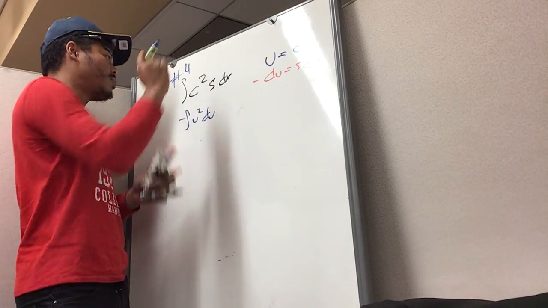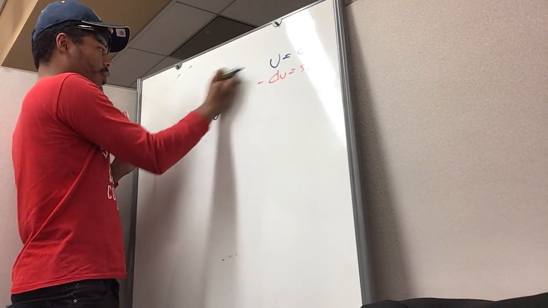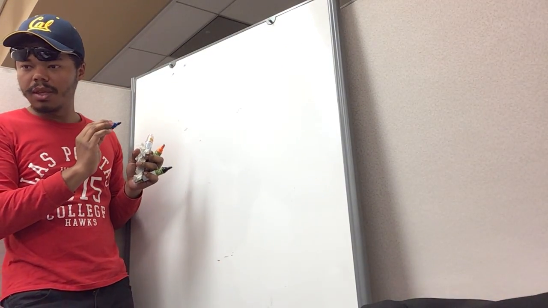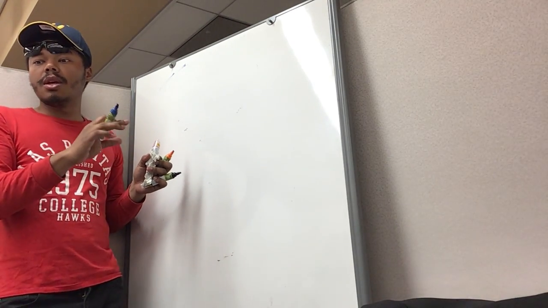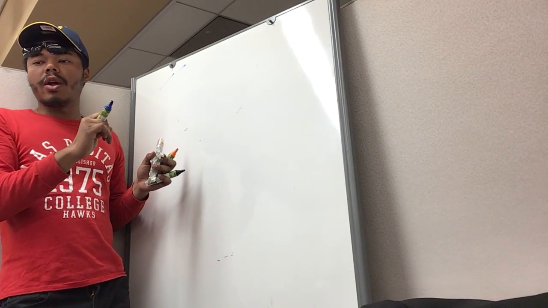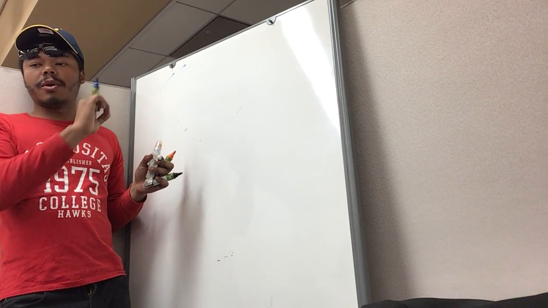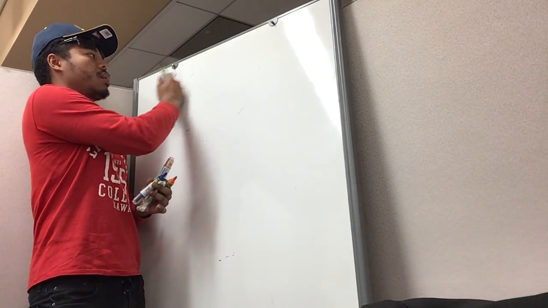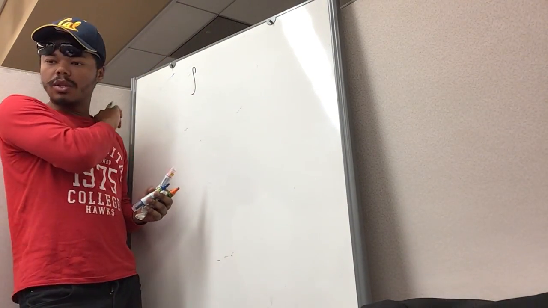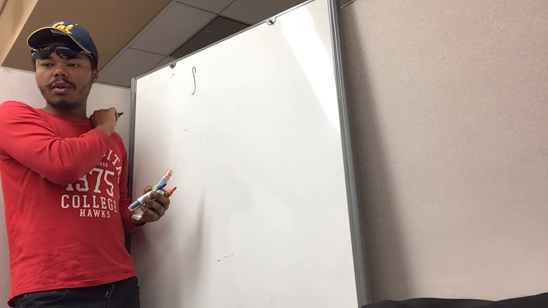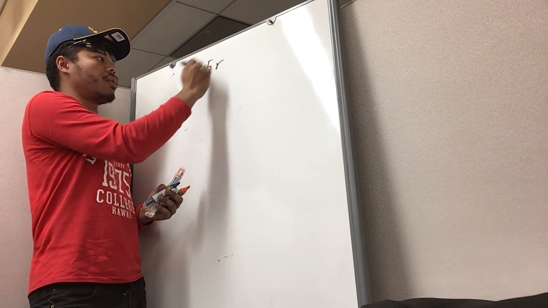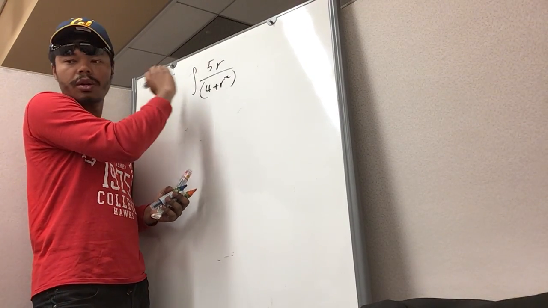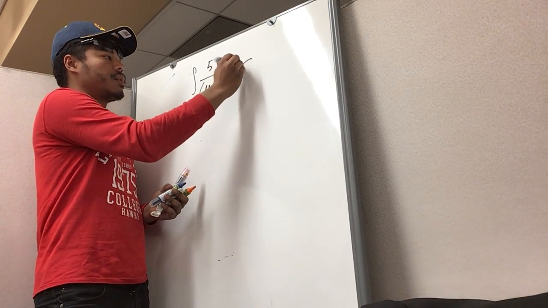It's number 4. Okay. Number 4b. Same thing, just different bounds. Number 5 will be similar to the one I'm about to do, which is number 7. So 7 is the integral of 5r over 4 plus r squared dr.